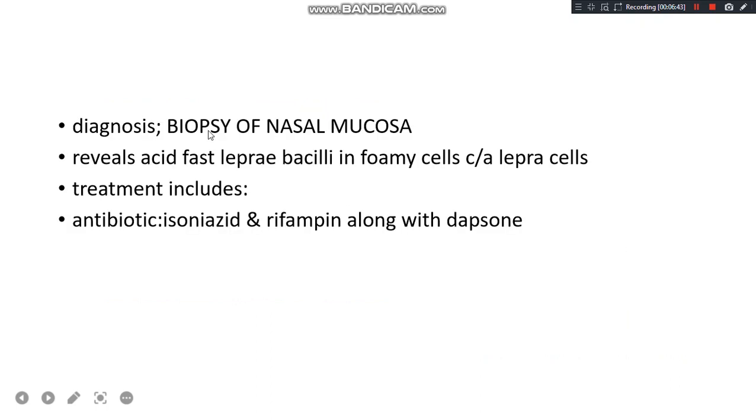So diagnosis is mainly, we know, by means of biopsy of the nasal mucosa. Now biopsy will reveal the acid-fast leprae bacilli in the foamy cells. Now these foamy cells containing the leprae bacilli are called lepra cells. Now the treatment includes antibiotics like isoniazid and rifampin along with dapsone.